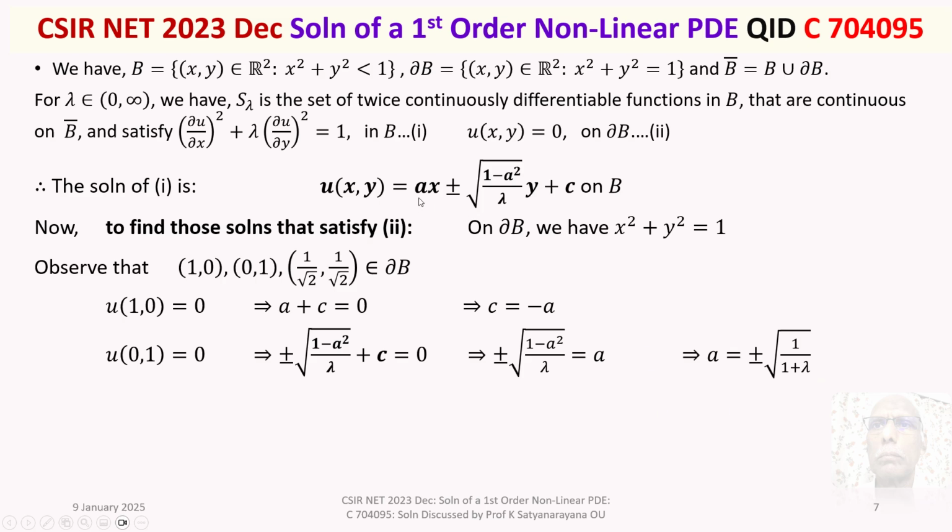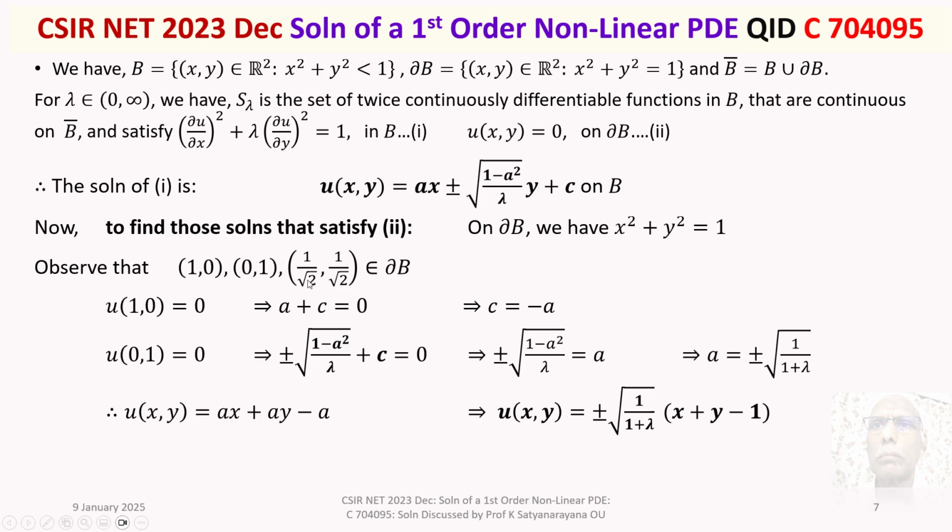We go back to the solution. Then u(x,y) is equal to ax plus or minus under the square root of 1 minus a square by lambda is a, right, a is a, y, plus c is minus a. Take a common, u(x,y) is equal to plus or minus under the square root of 1 by 1 plus lambda multiplied by, that is common, therefore x plus y minus 1.